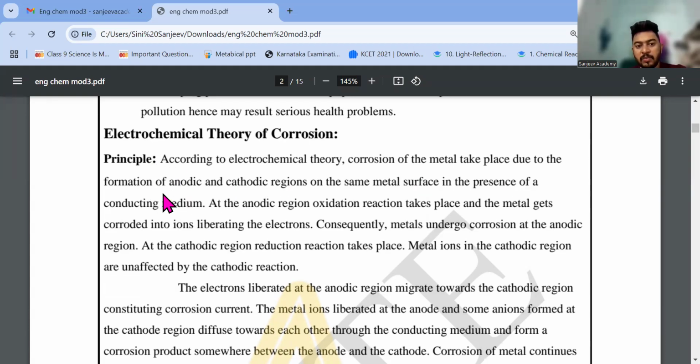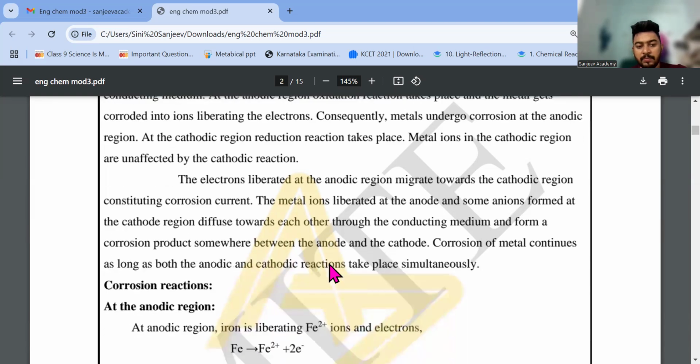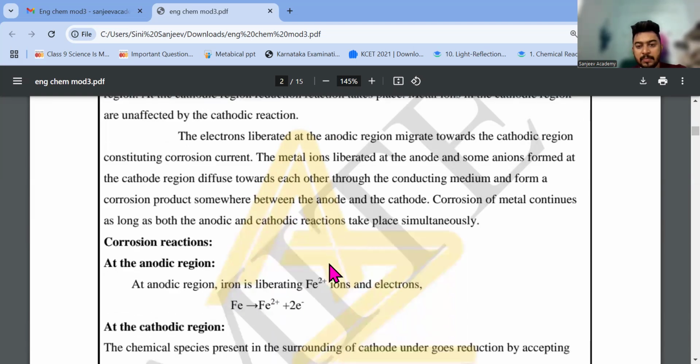Corrosion of metal takes place due to formation of anodic and cathodic regions on the metal surface in the presence of a conducting medium. You have to say that at the cathodic region, reduction takes place, and at the anodic region, oxidation takes place. These are the key points to note down. Obviously, a redox reaction happens in this; both oxidation and reduction happen simultaneously at the anode and cathode.